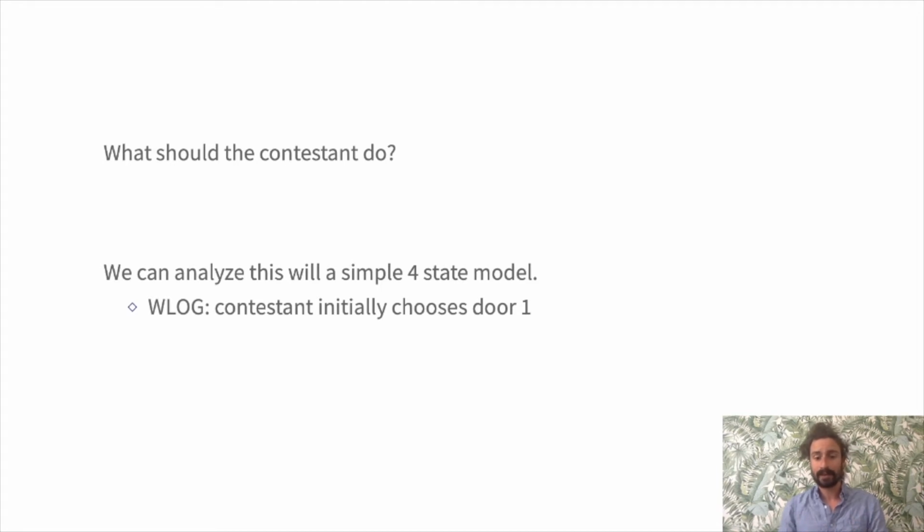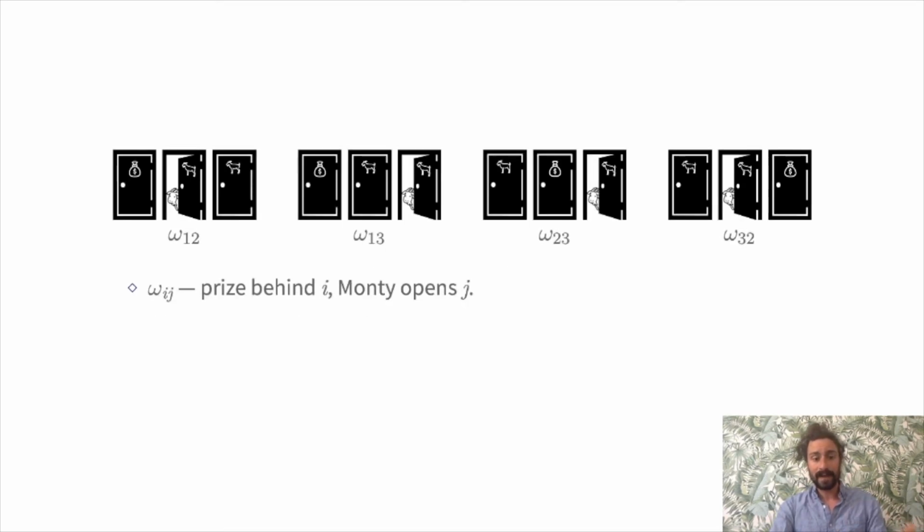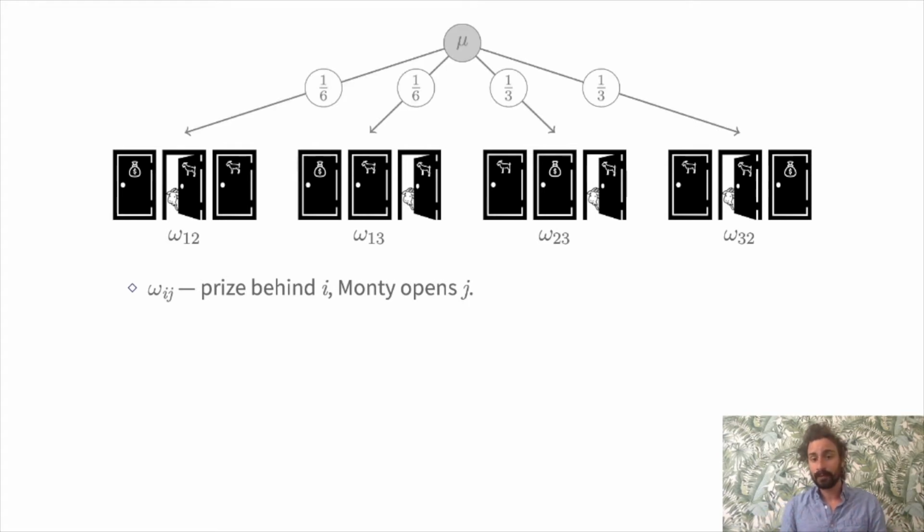And we're going to analyze it with a very simple four-state model. We reduce the complexity by assuming that the contestant always chooses door 1, which is without loss of generality by relabeling the doors after that initial selection. So there are four states. Omega ij is that the prize is behind door i, and Monty opens door j, and they're labeled pictorially here. And given that everyone is randomizing uniformly, the probabilities over the states are given by mu above.